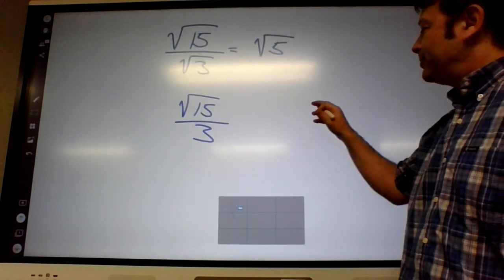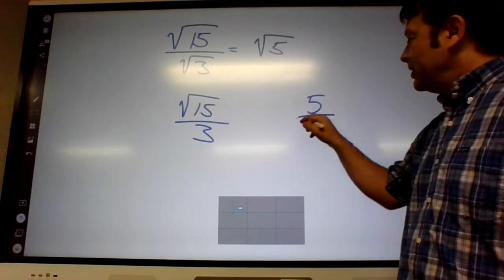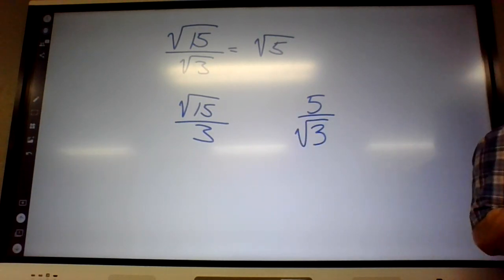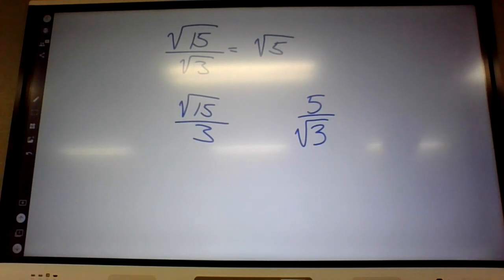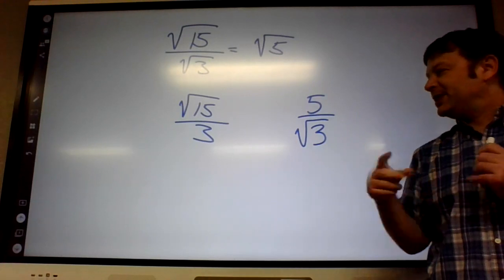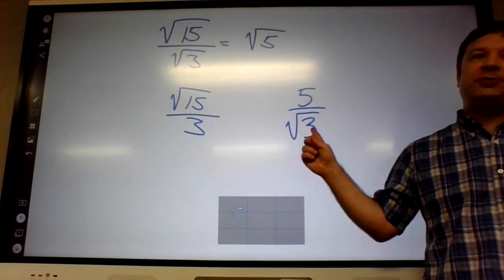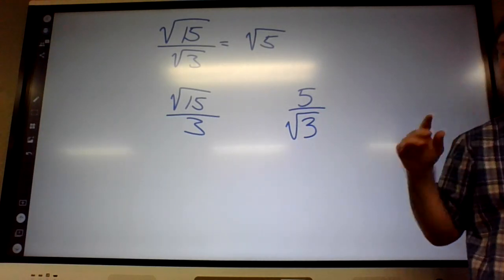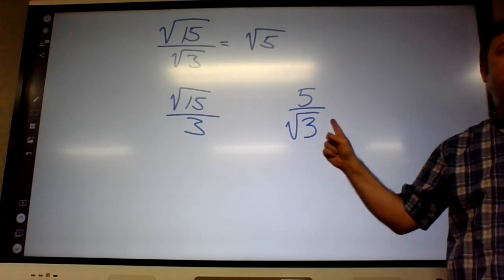Here's the problem though. If I had 5 divided by square root of 3, that doesn't work. However, they don't call this simplified, because they don't like it when you leave a square root on the bottom. There is a reason for it. Maybe I'll mention it tomorrow. But they don't want you to leave the square root on the bottom.